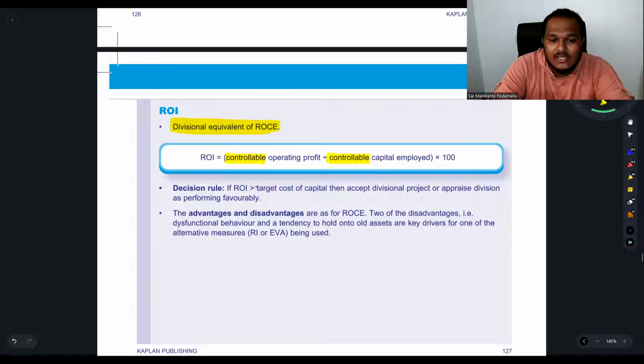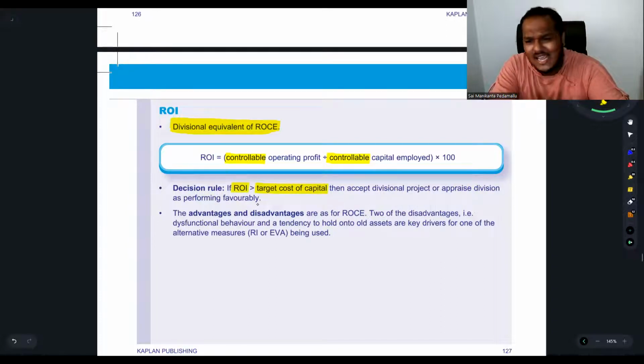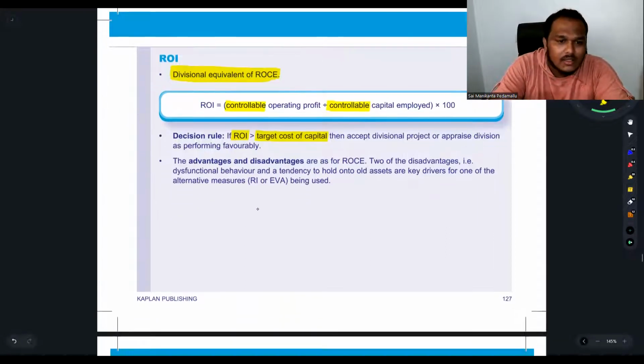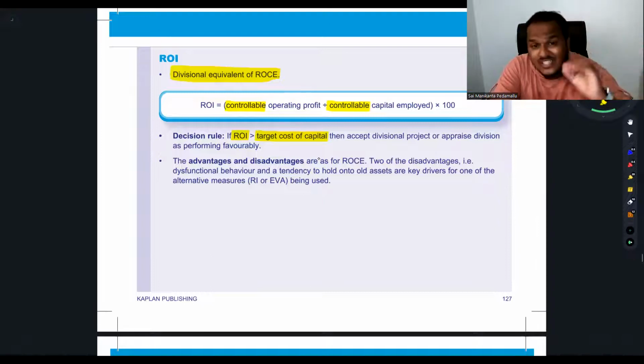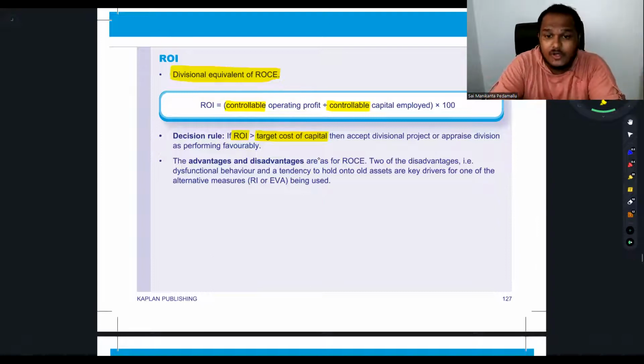So if the ROI is greater than the targeted cost of capital, so if my returns are more than my cost, I'll accept it. If returns are less than cost, I'll reject it. As simple as that. So what if these two are equal? Reject it. If return on investment is equal to cost of capital, that means you are breaking even. Why do you want to take up a project which just breaks even? Why do you want to use all your resources for just recovering the cost without any profit? Reject it. As simple as that.